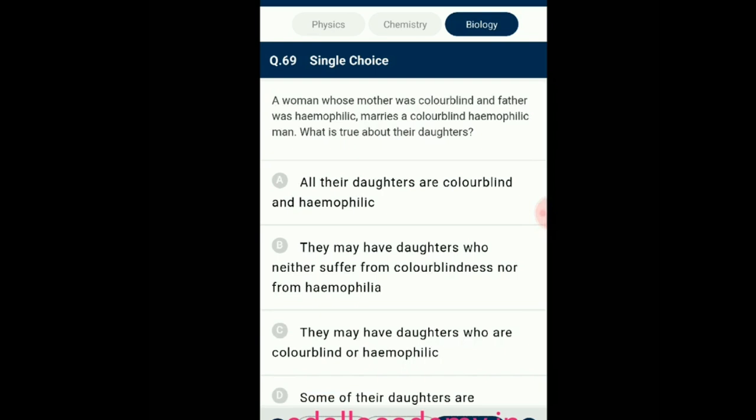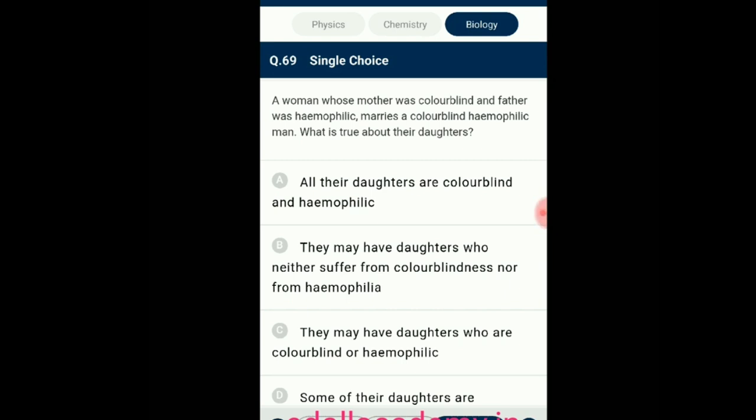Question number 69. A woman whose mother was colorblind and the father was hemophilic marries a colorblind hemophilic man. What is true about their daughters? The genotype of the woman is X^C X^H. The genotype of the man is X^CH Y. Genotype of daughters: X^C X^CH, colorblind and hemophilic carrier, and X^H X^CH, hemophilic and colorblind carrier.